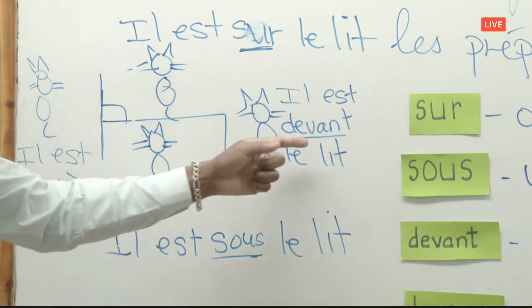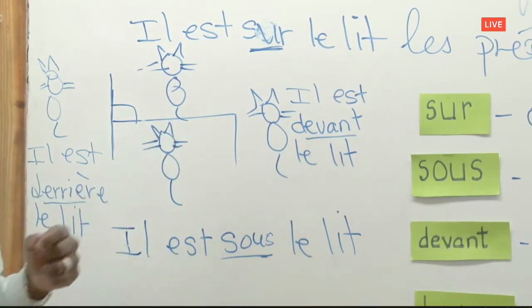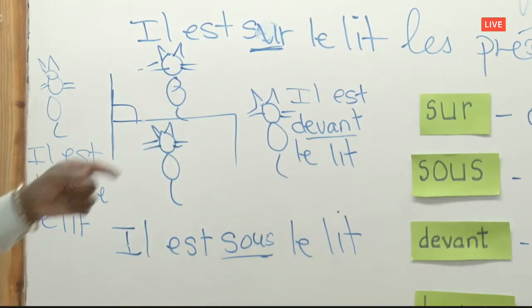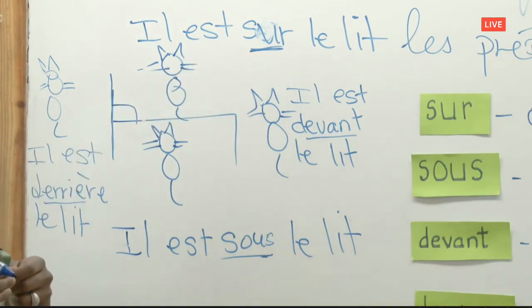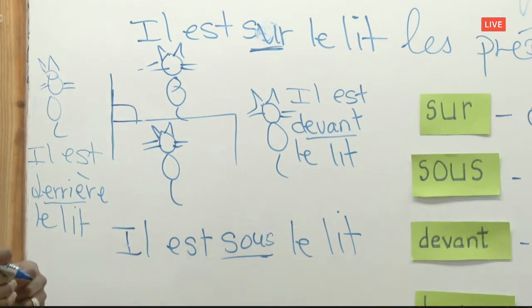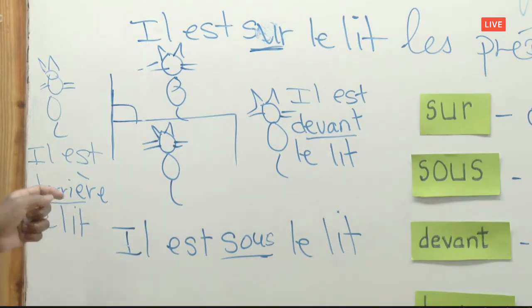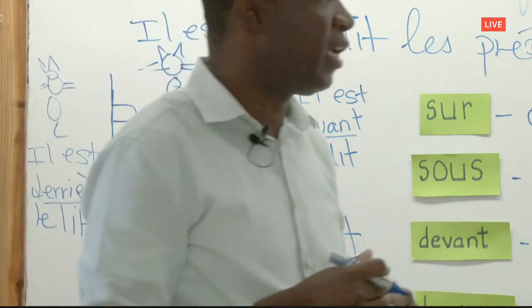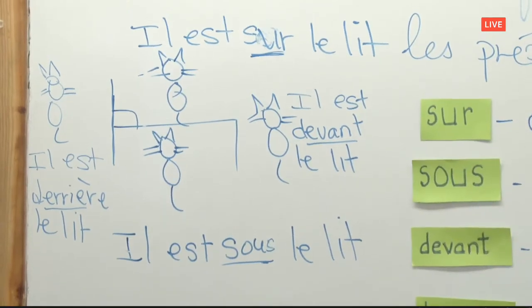So we have devant, in front. We have sur, which means on. We have sous, which means under. We have derrière, which means behind. So we have these four prepositions in French. Okay?